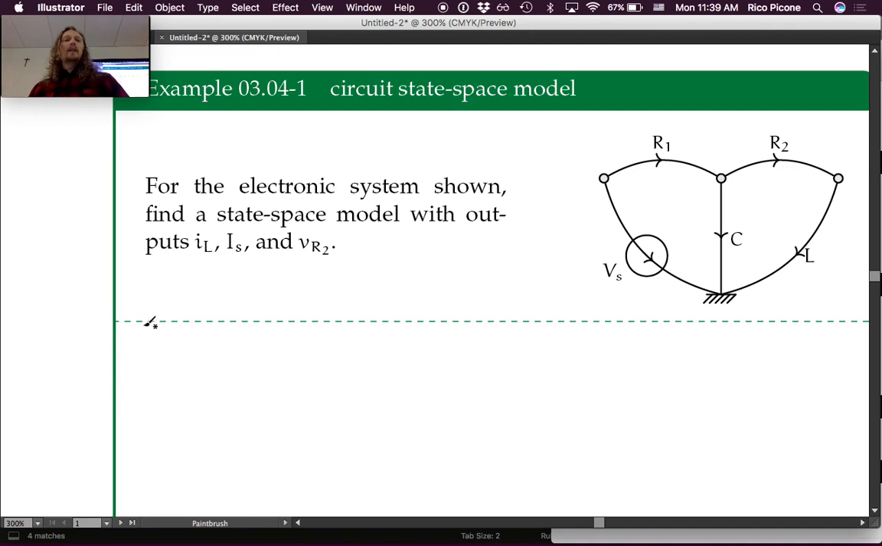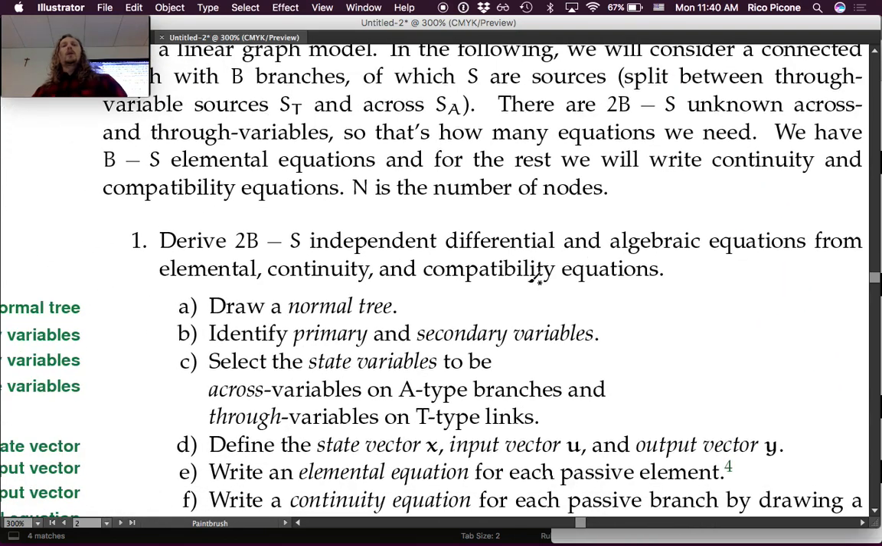Our first step is to actually, I can number it for you guys if you want. We'll do 2A. No, 1A. I don't know why I would start with 2. 1A. Boom. So 1A is draw a normal tree.